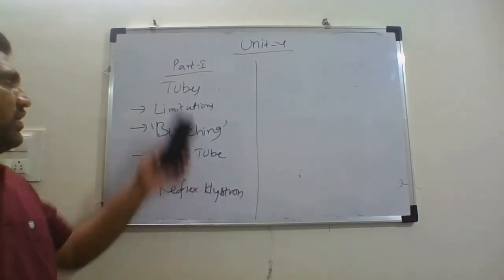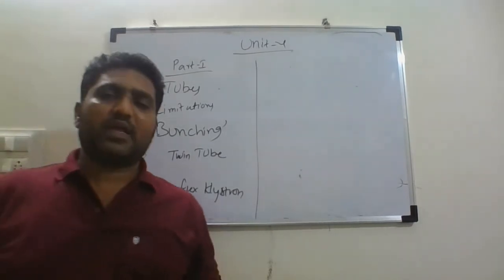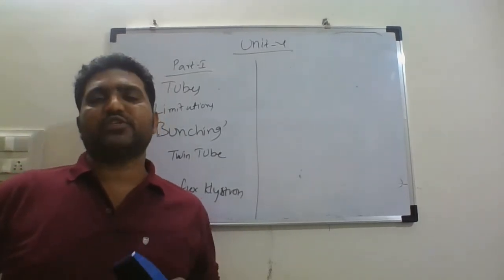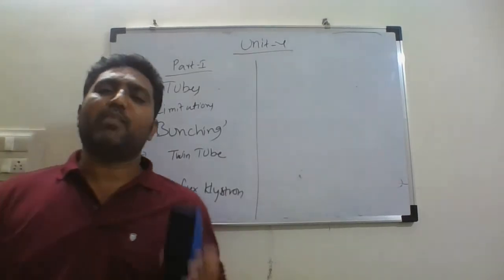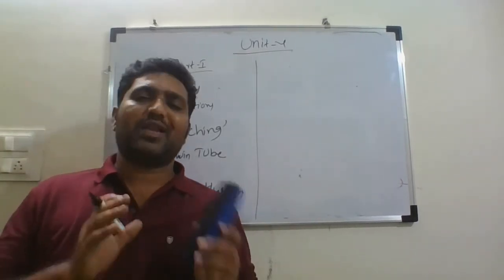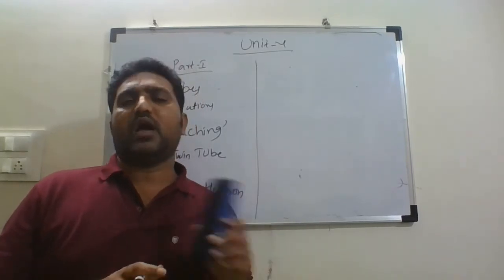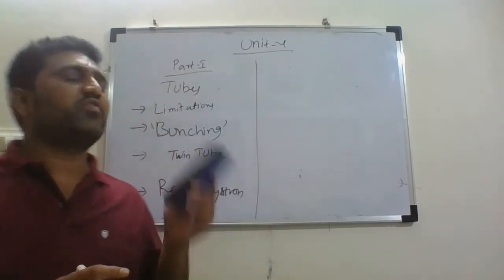So here it is all about tubes. What is a microwave tube? What are the limitations of the conventional tubes? And then what is the concept? The main concept is bunching. So what is meant by bunching or velocity modulation, and how it is useful in forming the tubes, we will study.